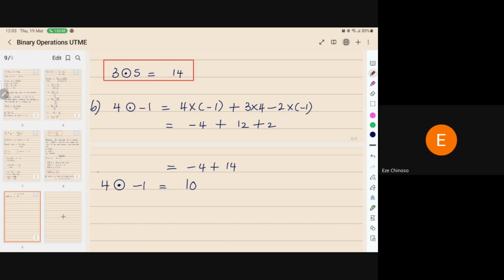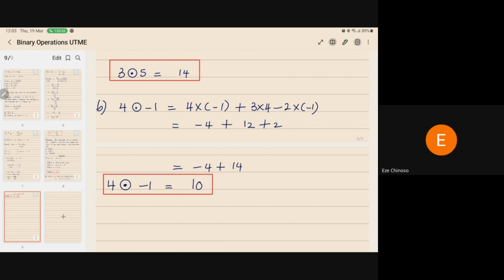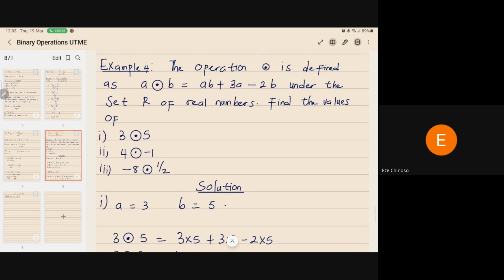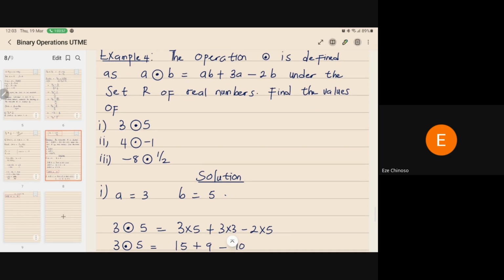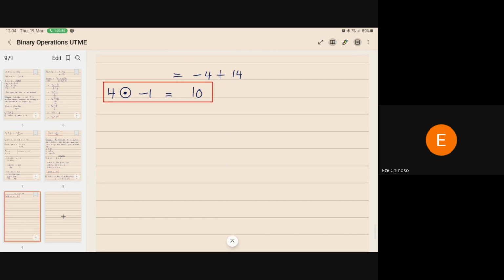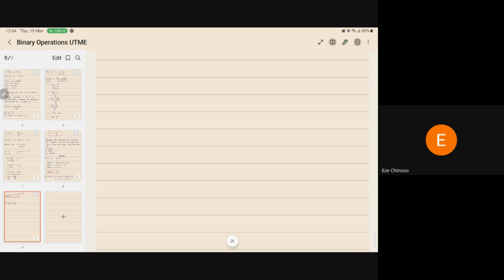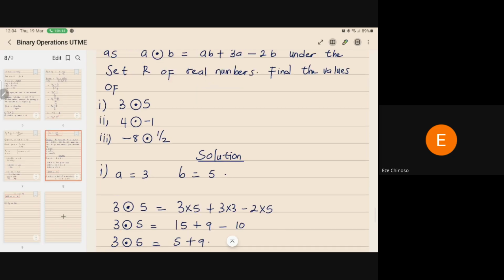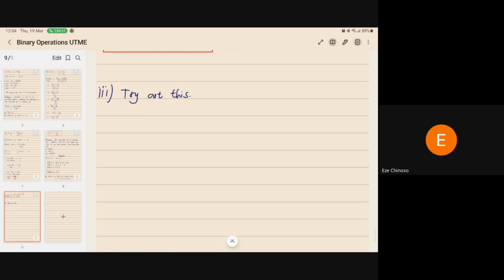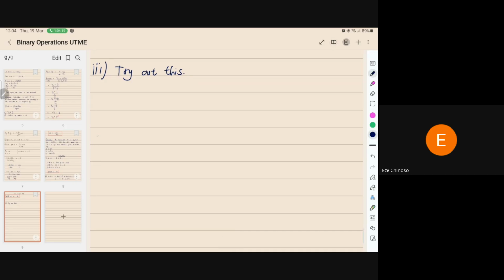Then the last one for that question, before I solve one more that might be a bit longer. Then you check your past paper. So this one is minus 8 asterisk 1 over 2, right? Try out this one. All right. I've done example number 4, so try out that last one. So let's look at example number 5.